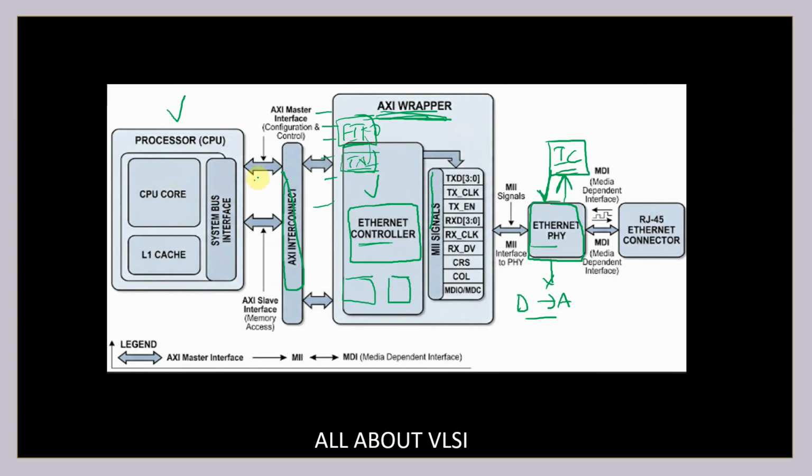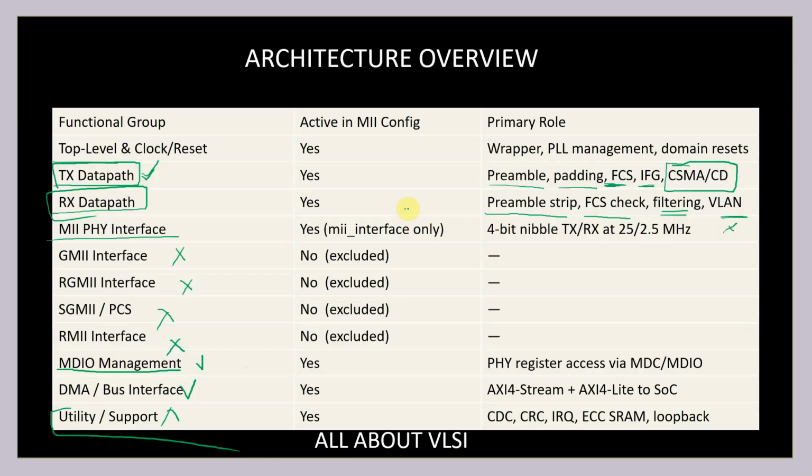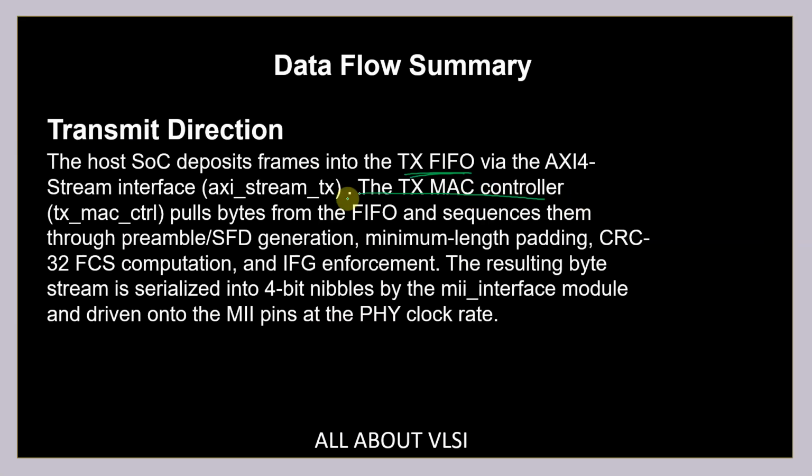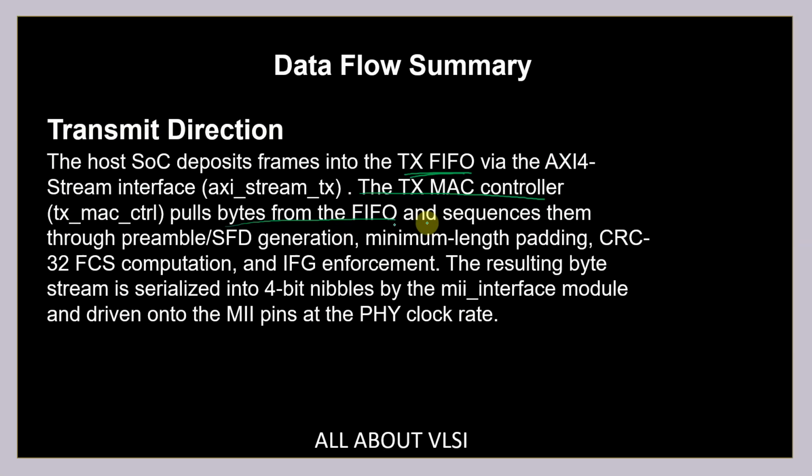So the processor, using this AXI interface, is going to push the frames into the FIFO, and the TX data path will be pulling the frames from this particular FIFO. We are going to have a module present internally, which is nothing but the TX MAC controller, which is going to pull the bytes from the FIFO. The processor is going to send the frames in bytes. It is going to store the frames in terms of bytes, and we are going to pull them.